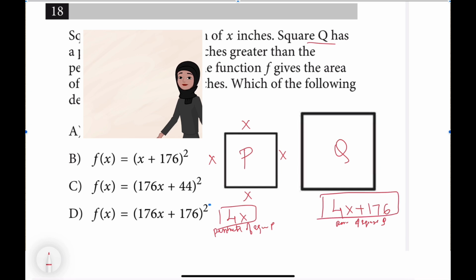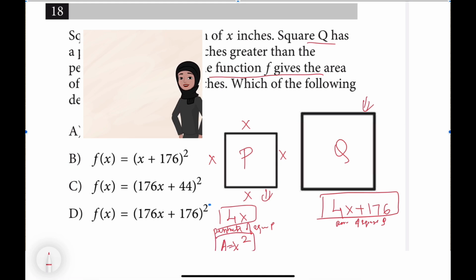But what do we need? They say that what needs to be calculated is the function f that gives the area of square Q. We have to give the function for the area of square Q. Now we know that area is given by side square. So for square P, the area will be x times x, which is x square.